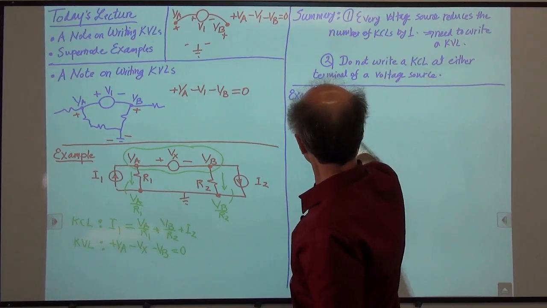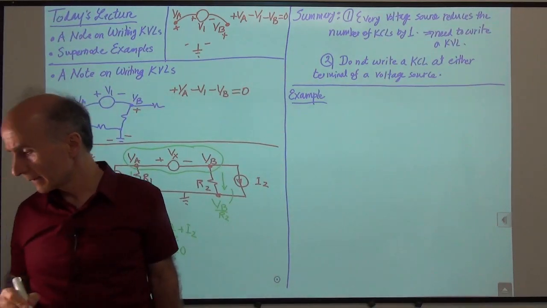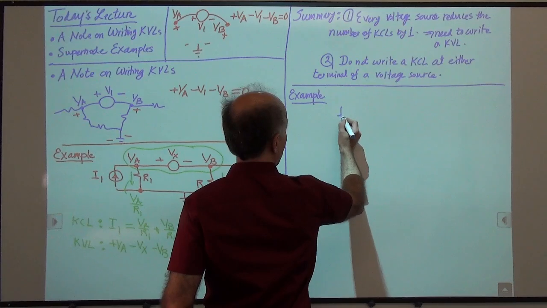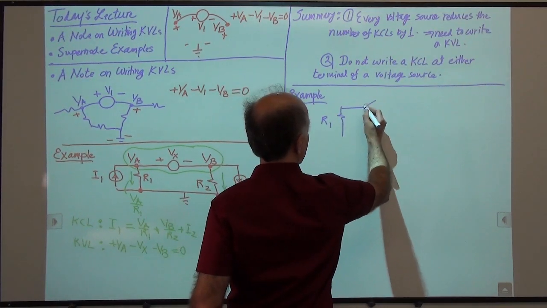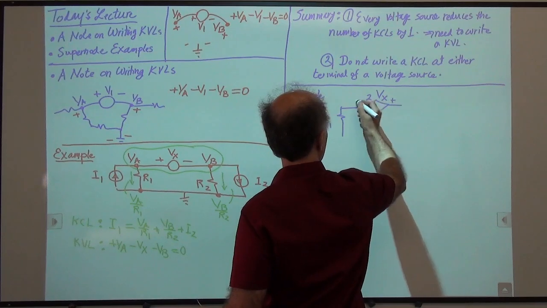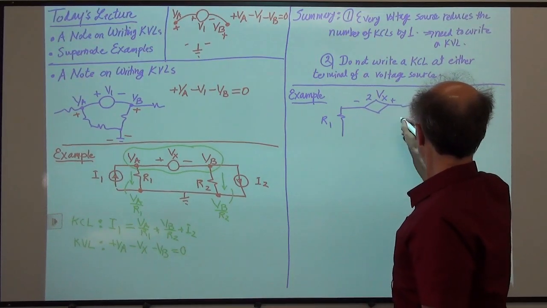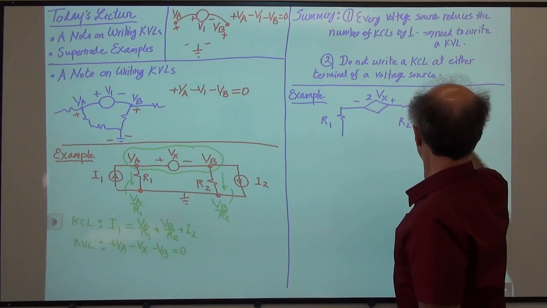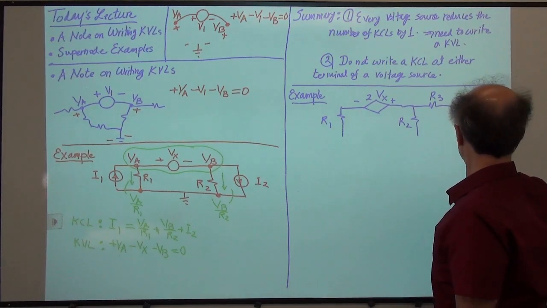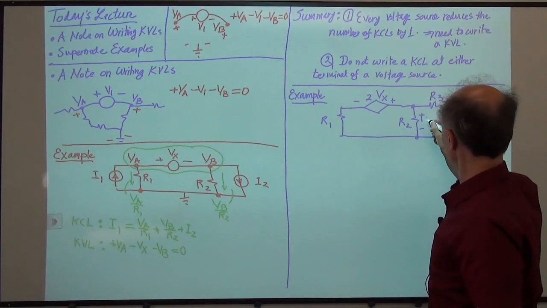So let's look at an example here. This is a little more complex, a little more interesting. So let's look at that. Here's what we have. We have a resistor R1. We have a dependent voltage source whose value is 2Vx. Vx is somewhere else. We have to see where that is. And then we have another resistor here, R2. Another resistor here, R3, and then another voltage source here, V2, and these are all connected like this. And Vx happens to be this voltage here, Vx.